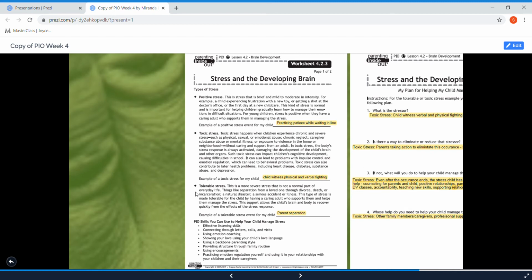So then we have tolerable stress. This is a more severe stress that is not a normal part of everyday life. Things like separation from a loved one through divorce, death, or incarceration, a natural disaster, a serious accident or illness. This type of stress is made tolerable for the child by having a caring adult who supports them and helps them manage the stress. This support allows the child's brain and body to recover quickly from the effect of the stress response.